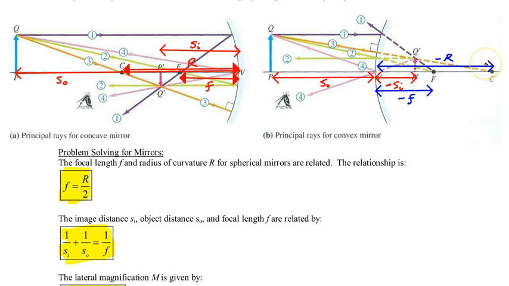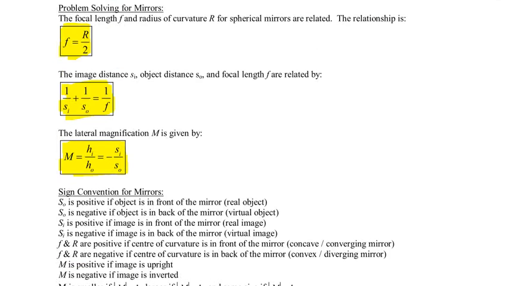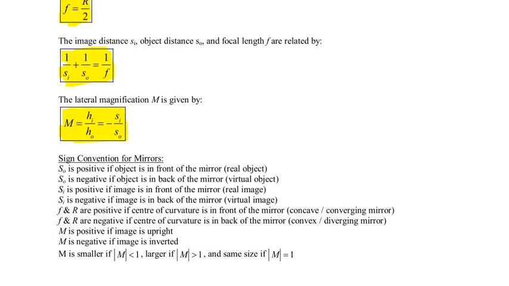I also forgot to mention one other thing: the height of the object. You measure this distance right here, and that would be the object height. I'll label that as H sub O. And similarly over here, we have the image height, which I've labeled H sub I. Okay, and so here are your key ideas with the sign convention.